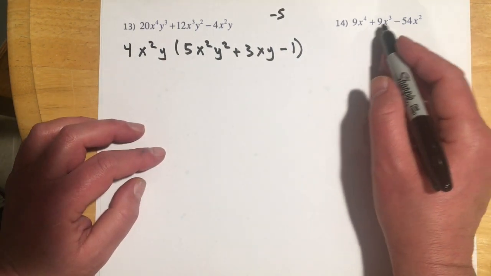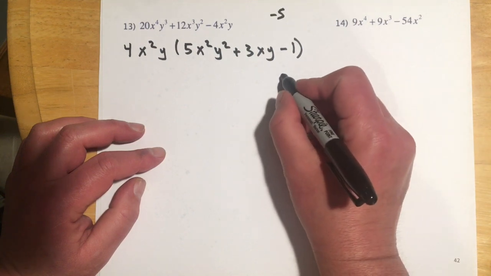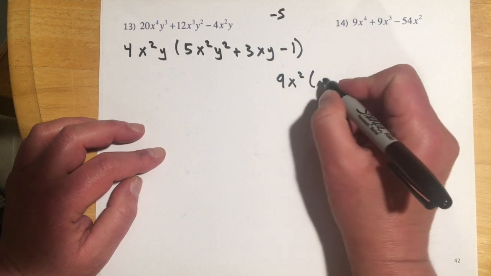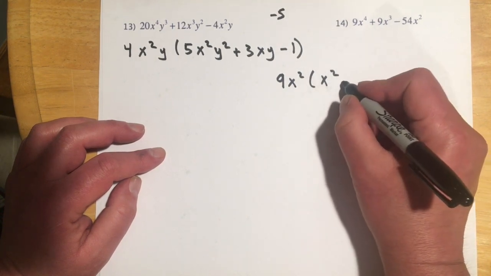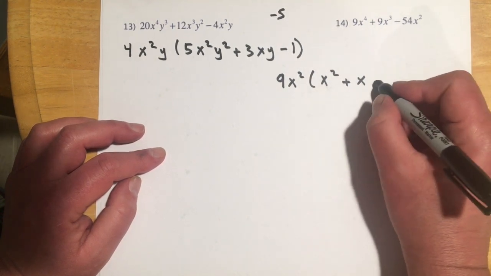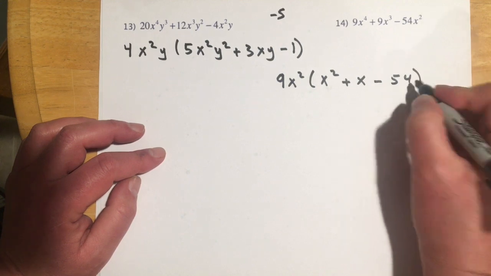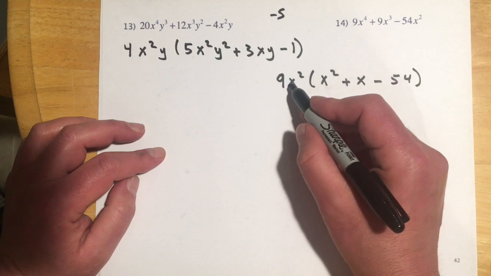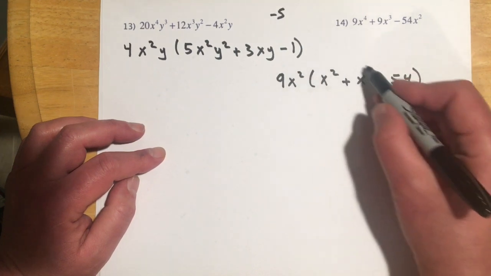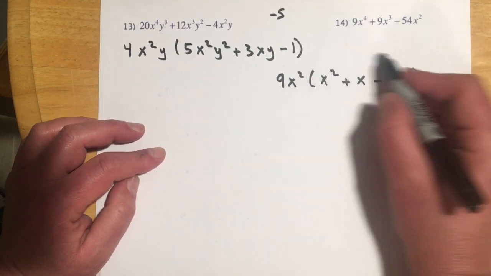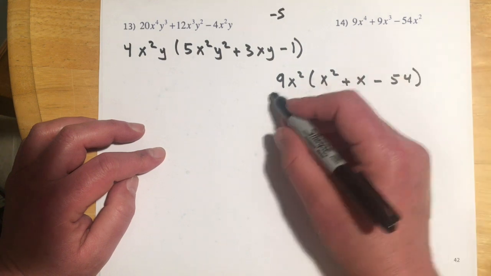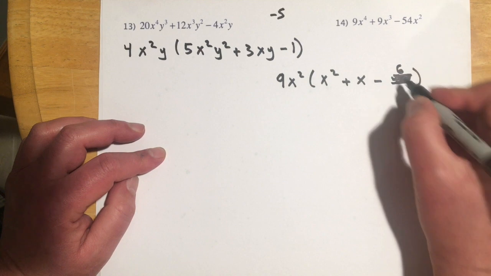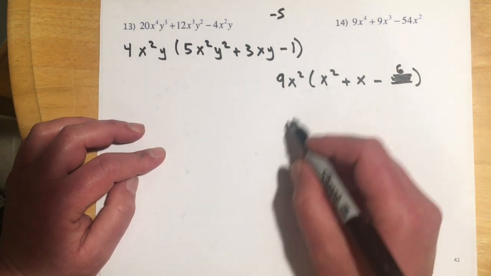Number 14, another GCF, so I'll come down here with it. 9 goes into everything, as does x squared. So that's going to leave behind x squared plus x, and then minus 54. And if you're ever unsure what's leaving behind, just distribute back. So there's our x to the 4th, 9, 1, 2, 3, x cubed. And then, oops, see, that's why you should distribute back. If you do something silly like that, you catch it. That should be a 6 right there.